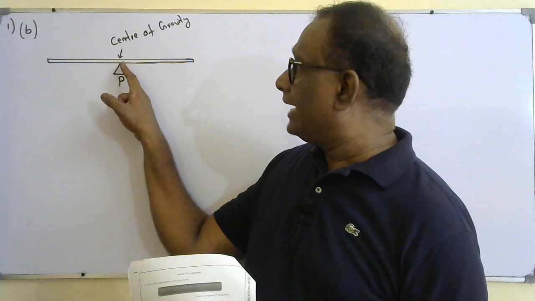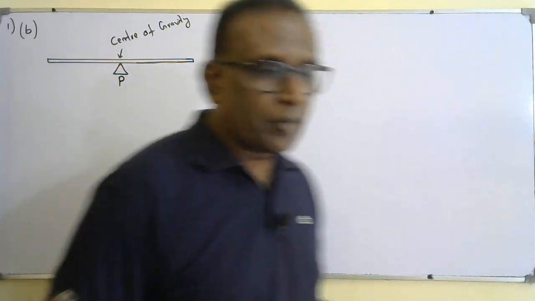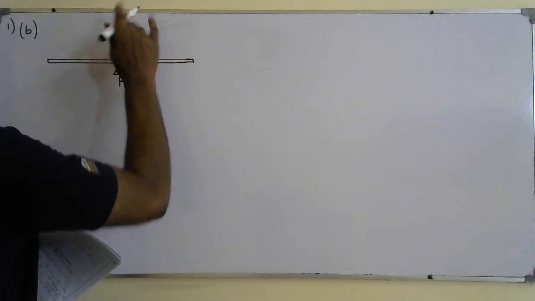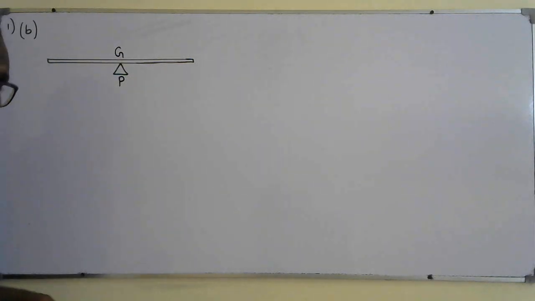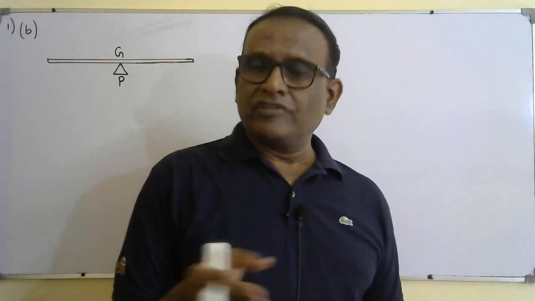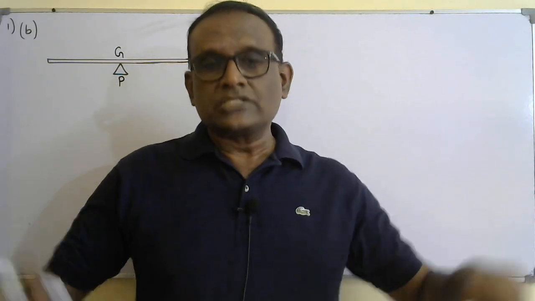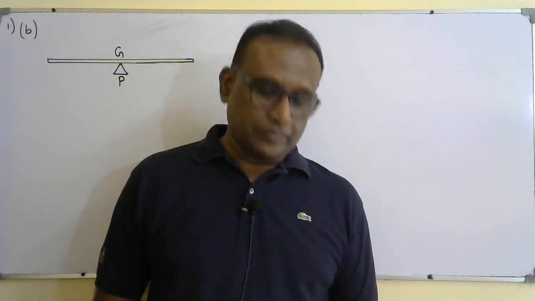That's a pivot. Where it balances, that's the center of gravity. Normally we denote the center of gravity by capital G. So we can say this is the point at which the ruler is balancing. Most probably it will be at the 50 centimeter mark, or slightly less or more. If the ruler is uniform, it will balance at the 50 centimeter mark.